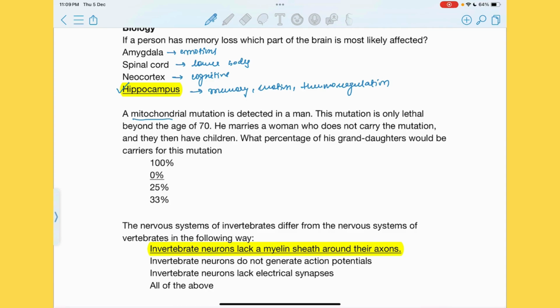It's a mitochondrial mutation. So you know that the cytoplasm of the zygote comes mostly from the female, and the nucleus, the genetic material, has the female and the male combination. So the correct option is again 0%. It cannot be inherited because it's a mitochondrial mutation and it's in the man.